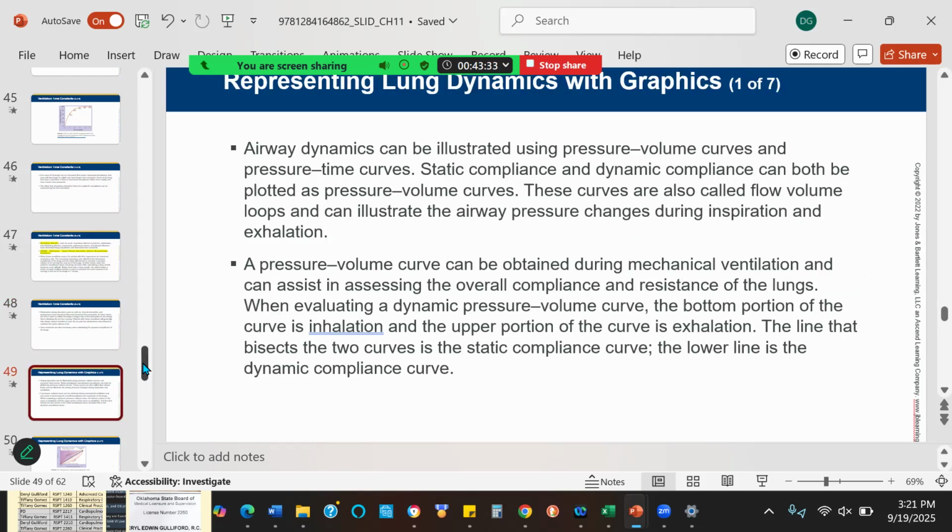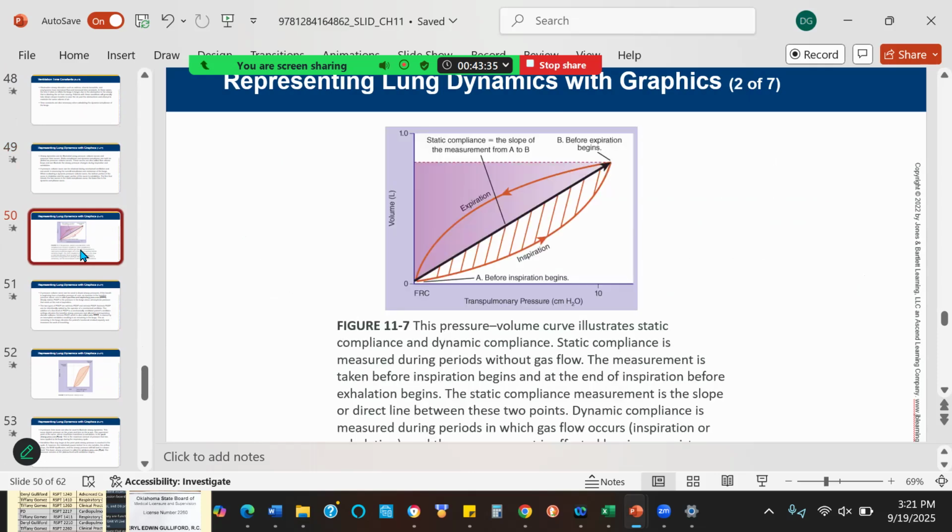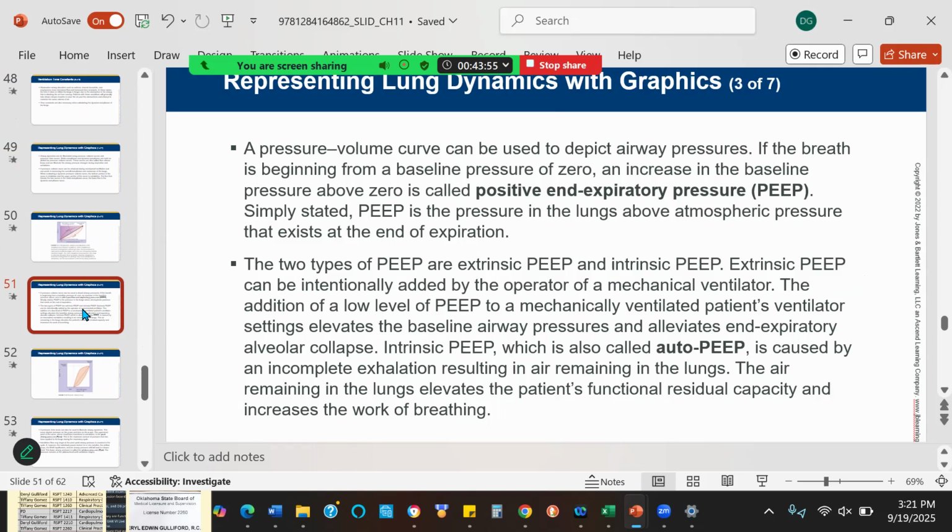Don't see anything that you really need there. Pressure volume curve representing lung dynamics. Yeah, we've actually seen that before. It's the inspiratory and expiratory curve. Transpulmonary pressure against volume. That's actually a repeat, I think, of this slide we saw before.